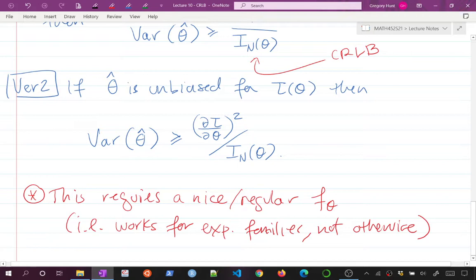Exponential family, I know this, bam, bam, bam, I know all this. You don't work with exponential family, all bets are off. It's a much more complicated story. We don't know. We'll talk about it. The next topic, we'll talk about what happens in those cases and what do we do. But this is really nice because it works out nicely for exponential families.